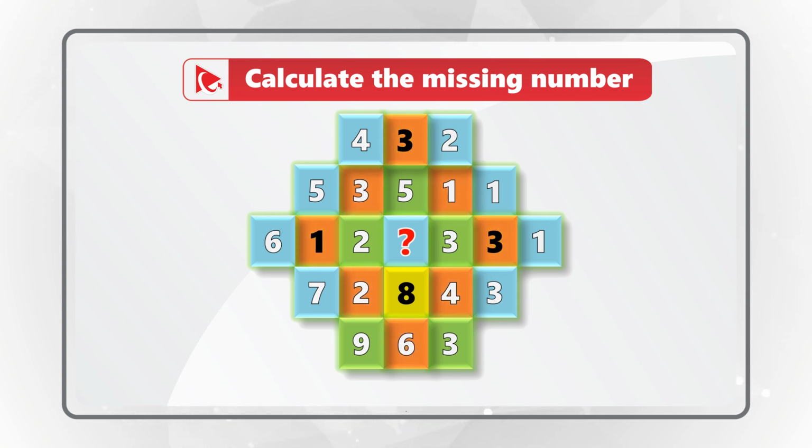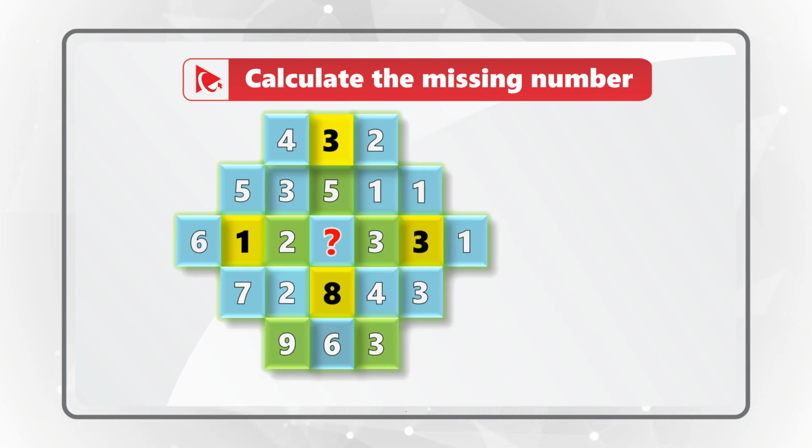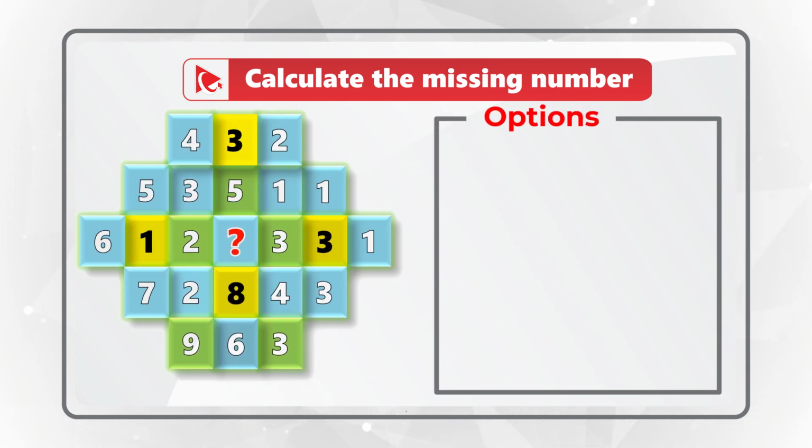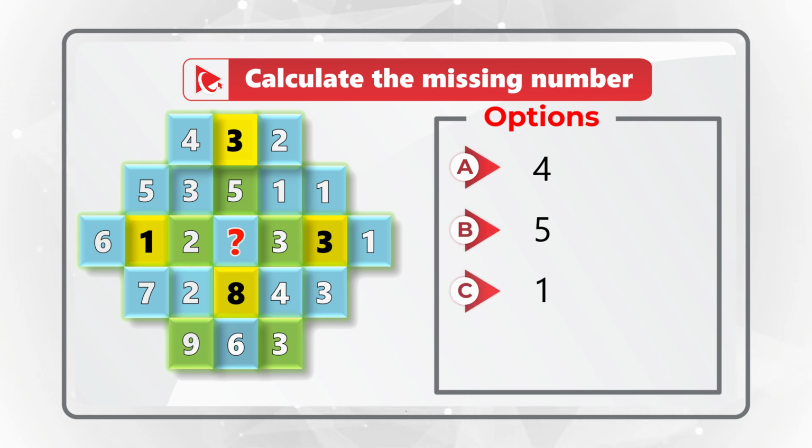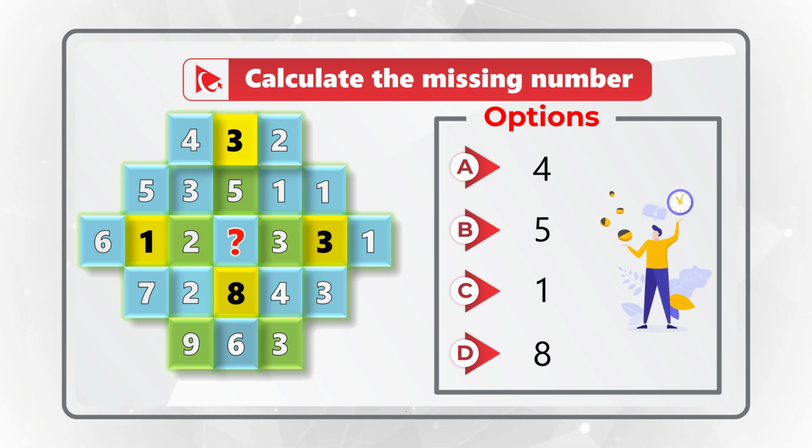You need to calculate the missing number, which is represented by the question mark in the middle. And you have 4 different choices. Choice A, 4. Choice B, 5. Choice C, 1. And choice D, 8. Take a close look to see if you can calculate the final solution.